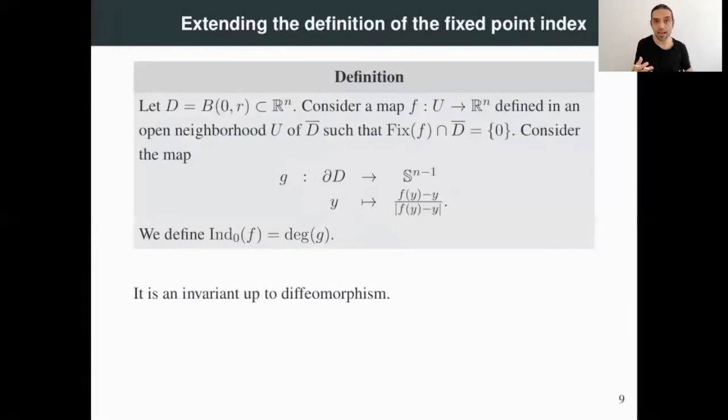Moreover, we can actually check that this definition of index is invariant up to diffeomorphism. And so, if we have an isolated fixed point, we can use local coordinates to define the index, because the particular choice of local coordinates is not going to affect the definition, thanks to this property.